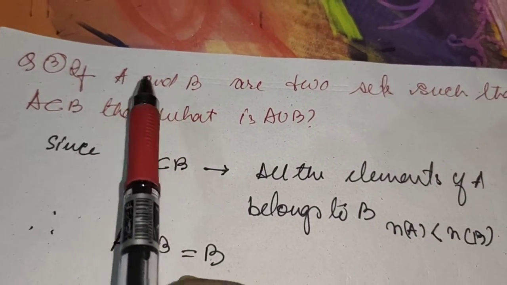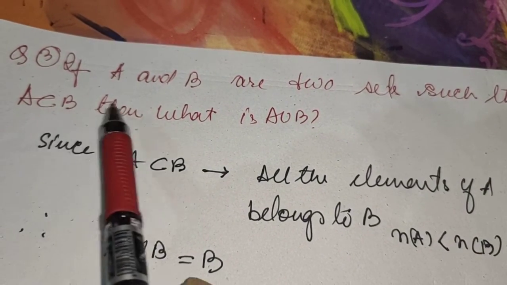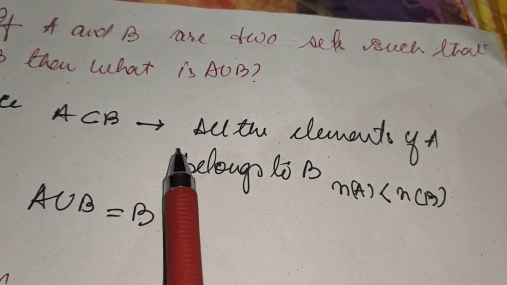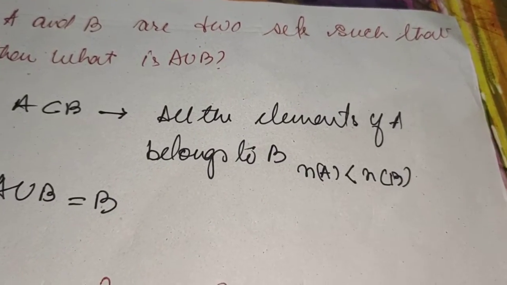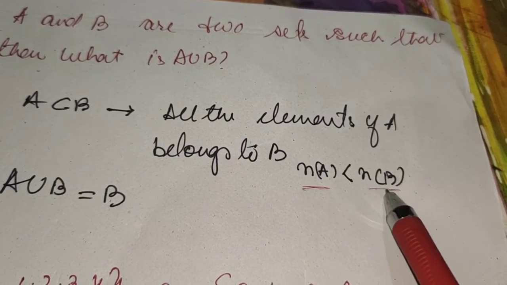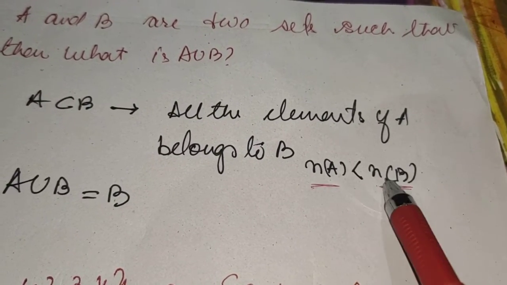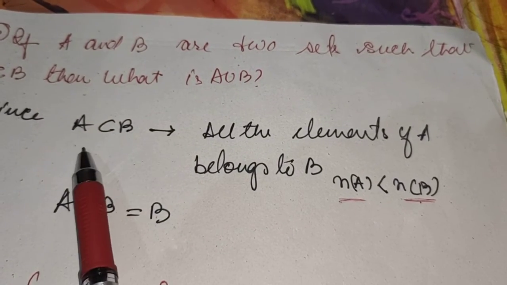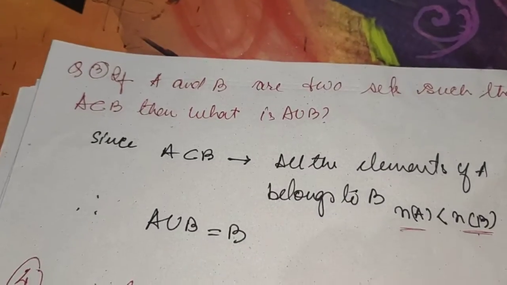Question number 3 is: if A and B are two sets such that A is a subset of B, then what is A union B? It is given that A is a subset of B, which means all the elements of A belong to set B. The meaning of this is that the cardinal number of A will always be less than or equal to the cardinal number of B. Whatever it may be, it cannot be greater than B. So finally, A union B will always be B because all the elements of set A are already there in B. So B will be the final result. This is question number 3.